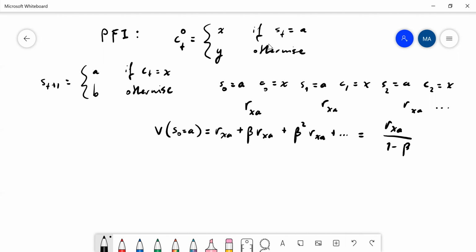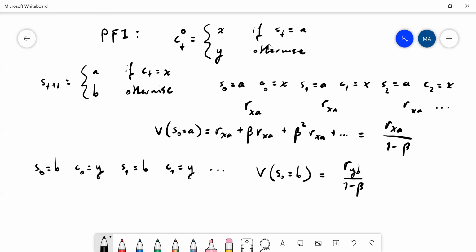Similarly, if you have S0 equals B, now what happens? If S0 is equal to B, C0 will be Y. If C0 is Y, S1 will be equal to B. If S1 is equal to B, look at the policy function. It tells you that C1 is equal to Y, and again, that goes on. So if S0 is equal to B, then you will have RYB divided by 1 minus beta. So that was one policy function.